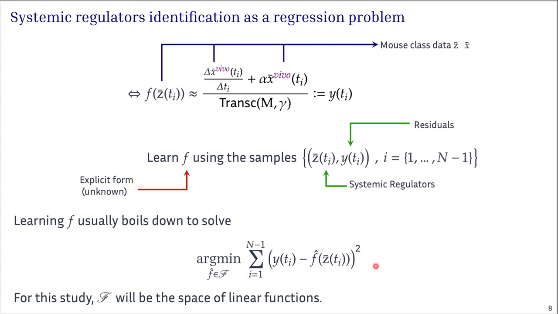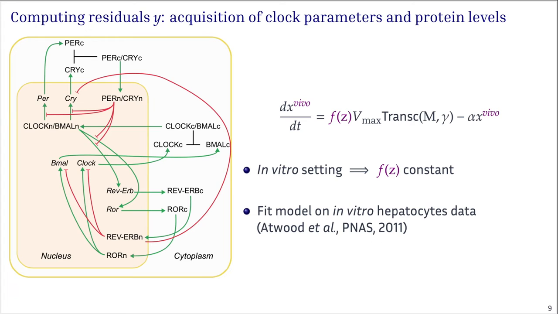What we just need to do before solving this regression problem is to compute the values of the residuals Y so that we can predict them with the systemic regulators. These values depend on the gene expression data that we already have, as well as on the parameters and the protein levels of the circadian clock model that we designed, which is not yet fitted to any data. Values for the parameters and protein levels of the circadian clock model should be independent of the action of systemic regulators. Therefore, we need to place ourselves in a setting where the action of systemic regulators is constant over time.